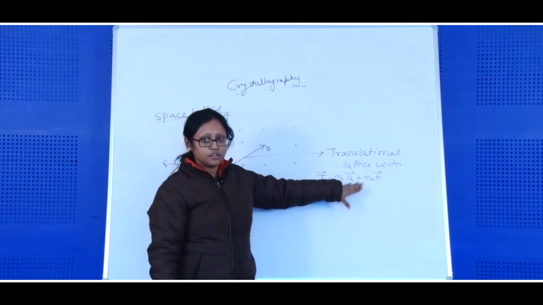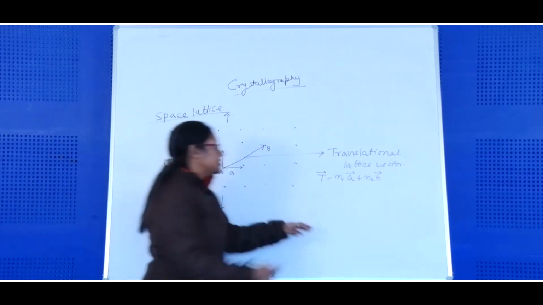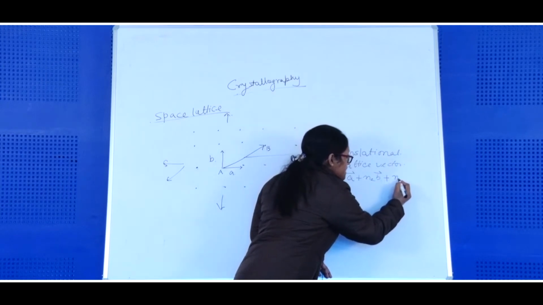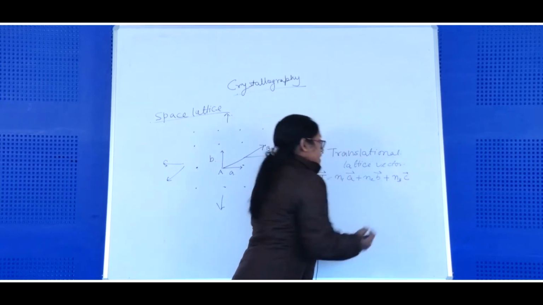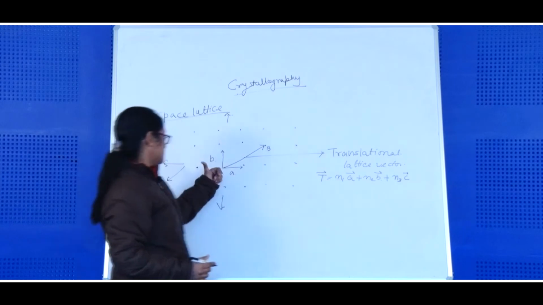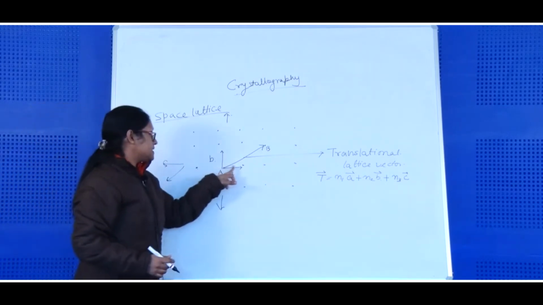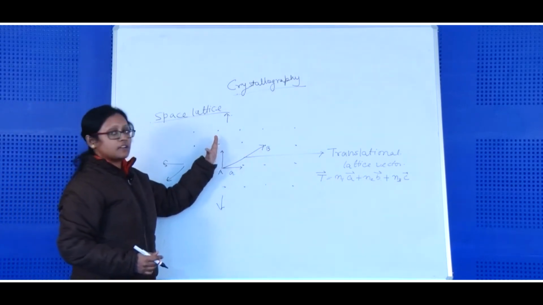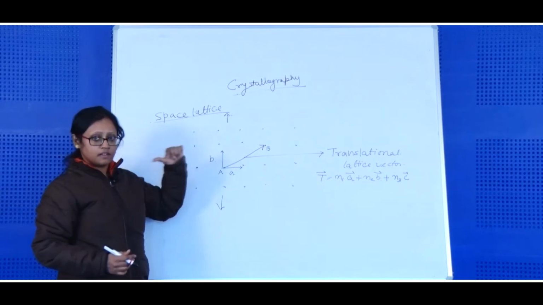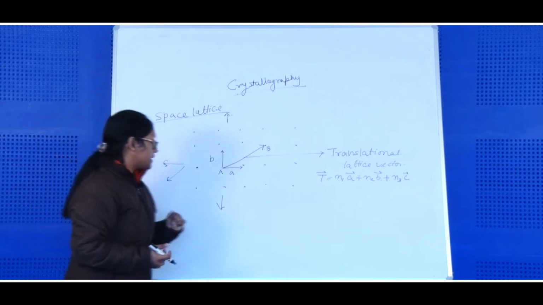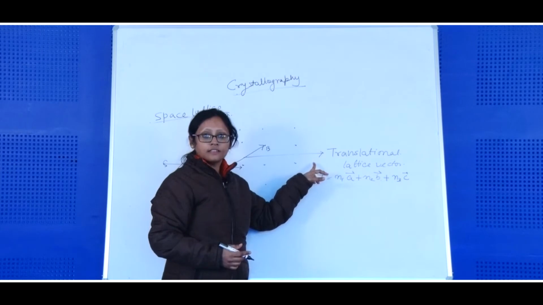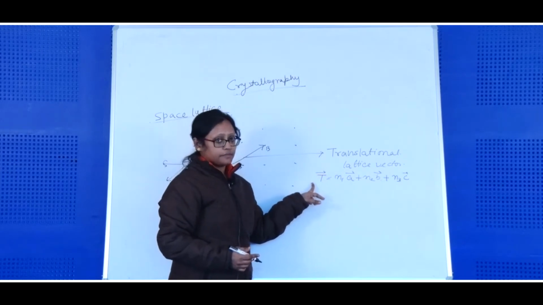Obviously, I have written this in 2 dimensions. If it is in 3 dimensions, then there will be another term, n3 c, where c is the lattice parameter along the direction coming out of the board. a is the lattice parameter along this direction, b is along this direction, and c is outside the board. This T is called the translation lattice vector.